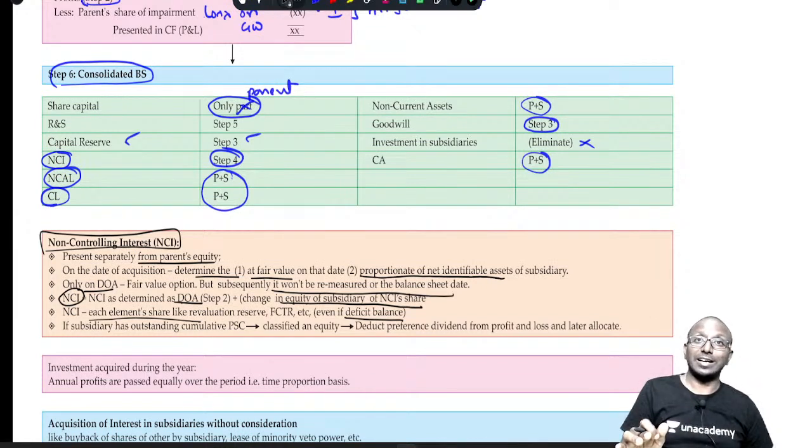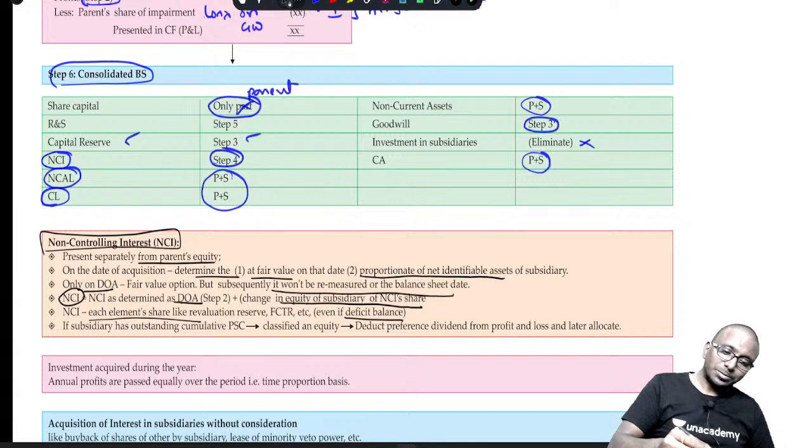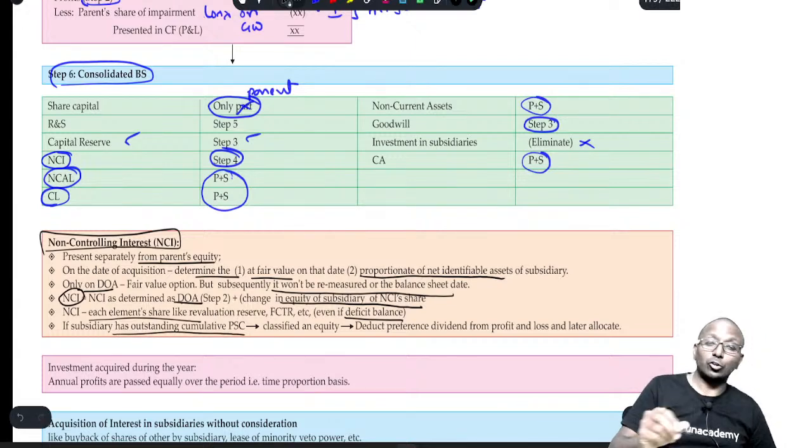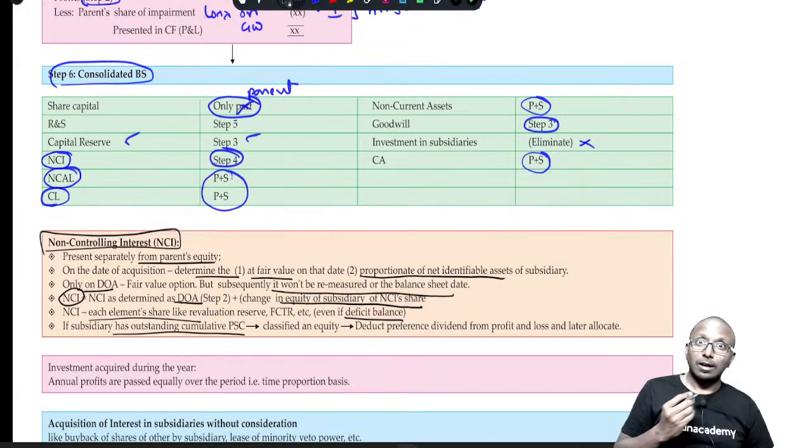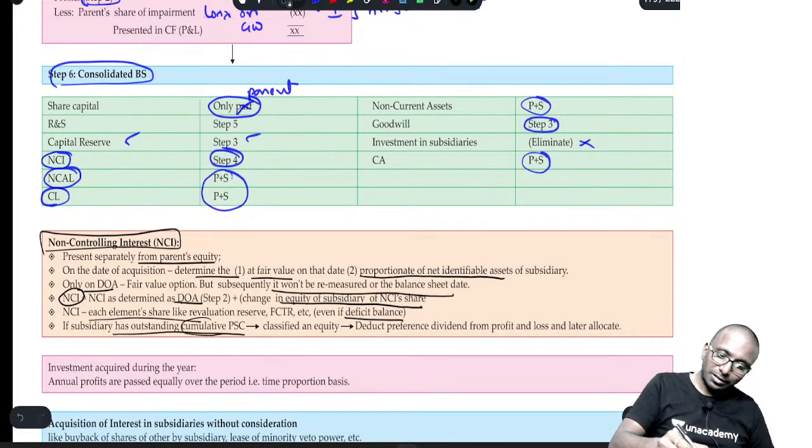If the subsidiary has outstanding cumulative preference share capital, cumulative, you need to remember this, which is classified as equity.